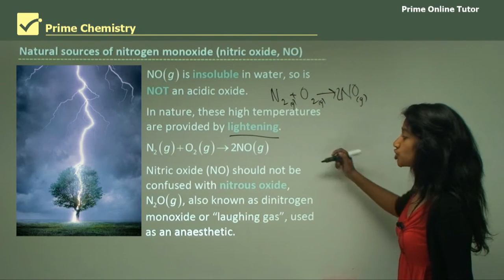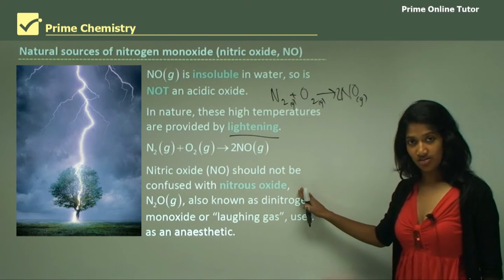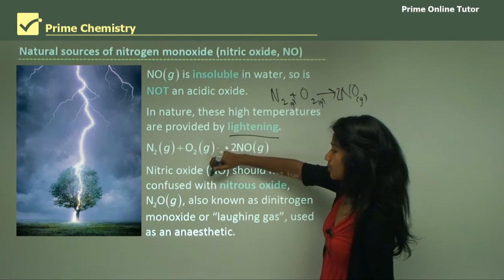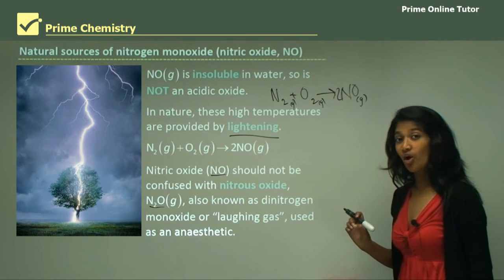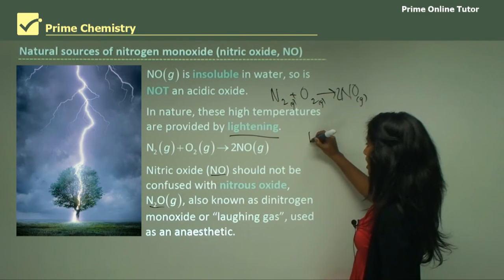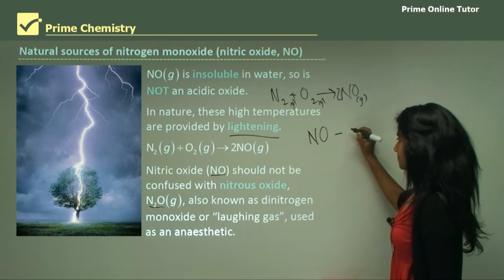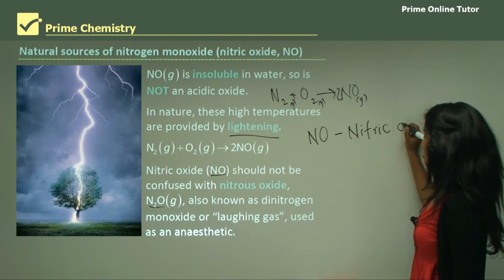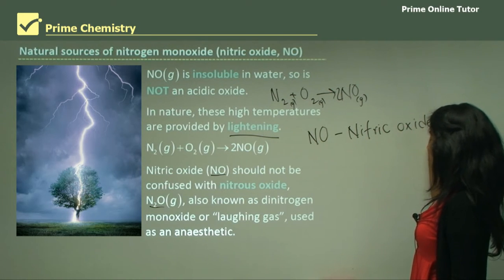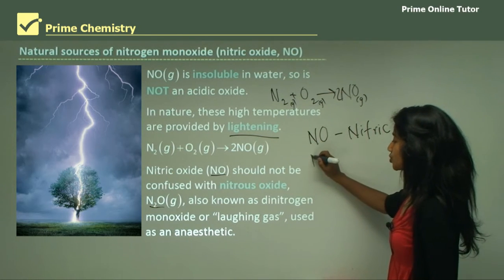Nitric oxide should not be confused with nitrous oxide. Now this is a key point. We have NO and also N2O. These are two different oxides of nitrogen. So NO is nitric oxide, and we have nitrous oxide, which is given by N2O.